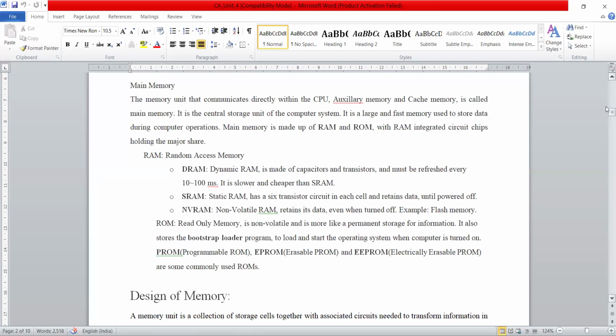Okay, now let's move towards ROM. What is ROM? ROM stands for read-only memory. It is non-volatile and is more like a permanent storage of information. It also stores the bootstrap loader program to load and start the operating system when the computer is turned on. We can have different kinds of ROM, like PROM, EPROM, EEPROM, etc. PROM stands for Programmable Read-Only Memory. EPROM stands for Erasable Programmable Read-Only Memory, and EEPROM stands for Electrically Erasable Programmable ROM.